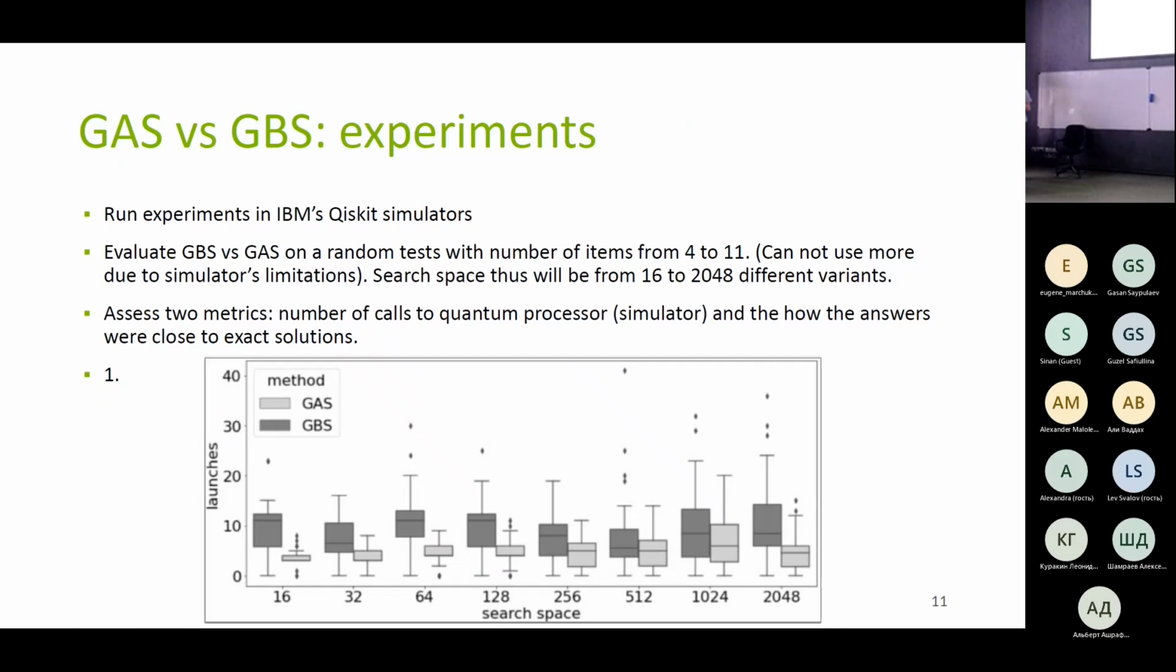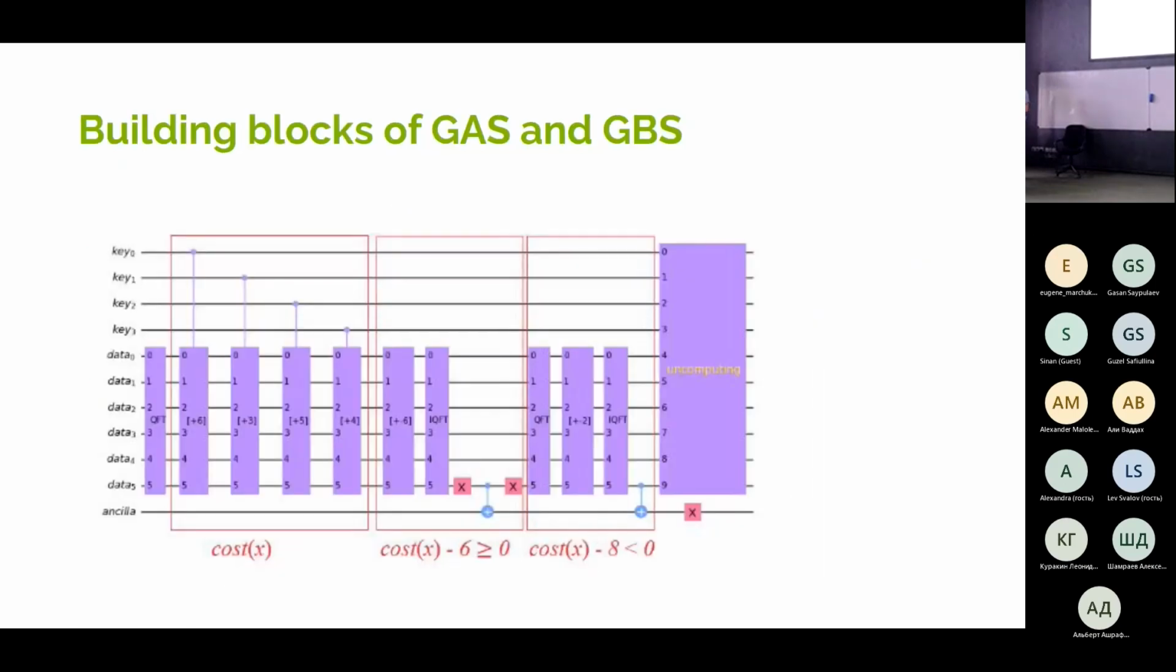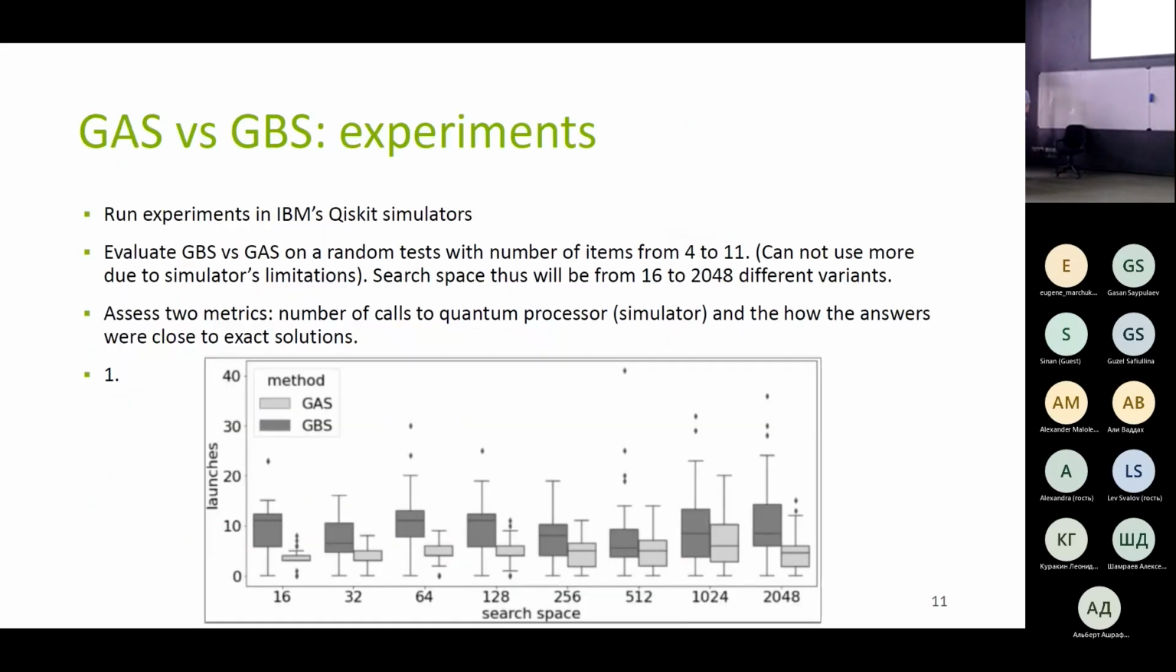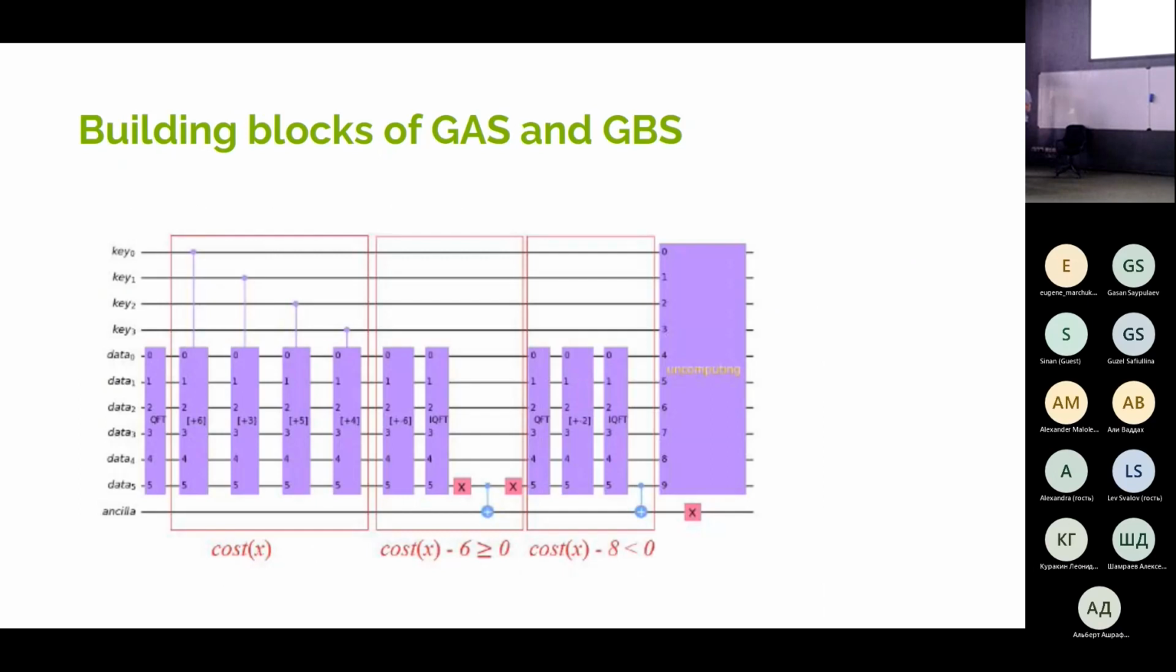So after we designed such a function, we can proceed with experiments which will compare our Grover binary search with this traditional adaptive search. Since we are guaranteeing a logarithmic number of applications of Grover search, we thought that it would give us better speed. So we will need far fewer calls to the quantum computer to run the Grover search.